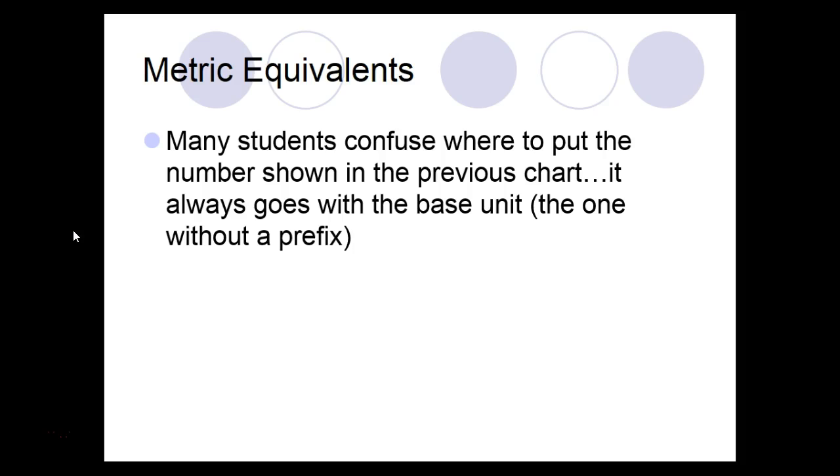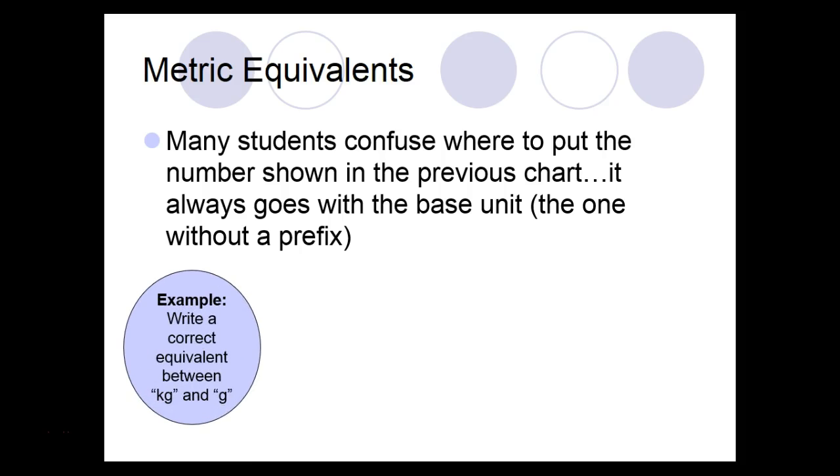So we're going to keep going with metric equivalents. It says many students confuse where to put the numbers shown in the previous chart. It always goes with the base unit, the one without a prefix. So it says write the correct equivalent between kilograms and grams. Remember, kilo is 1,000, and there are a couple of ways to write this. The first one is to say 1 kilogram is equal to 1,000 grams, or 1,000 kilograms is equal to 1 gram. One of these is wrong.